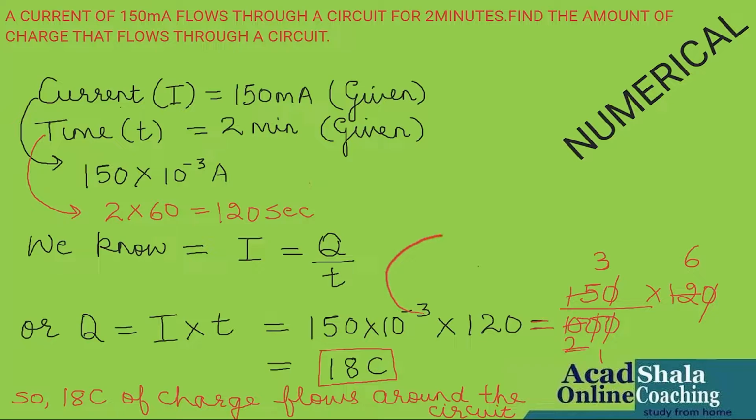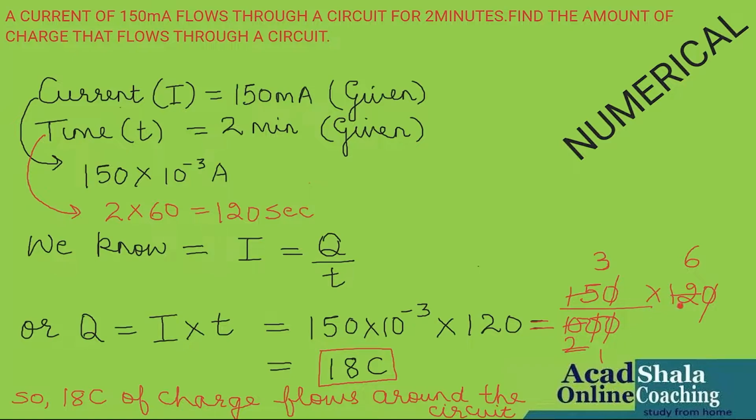How to calculate further to make it simplified? That is 150 upon 1000. How has this 1000 come? This 10 to power minus 3 I have taken down, so the negative sign will be converted into positive. So 10 to power 3, elaborated, becomes 1000.